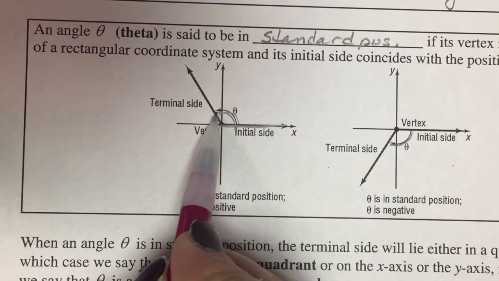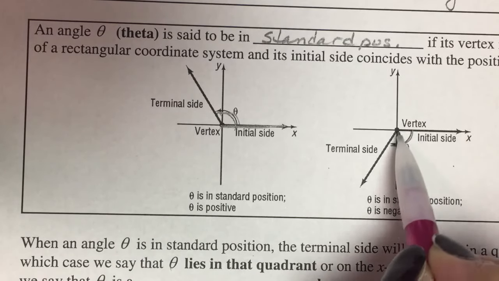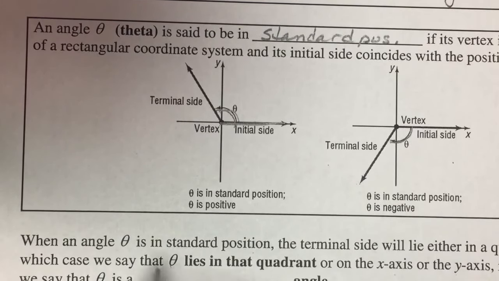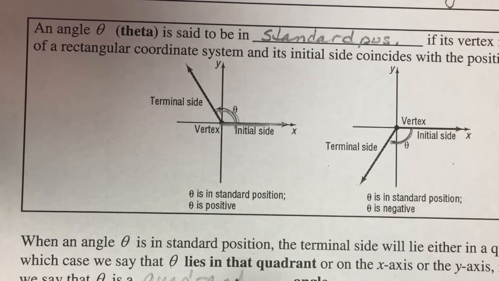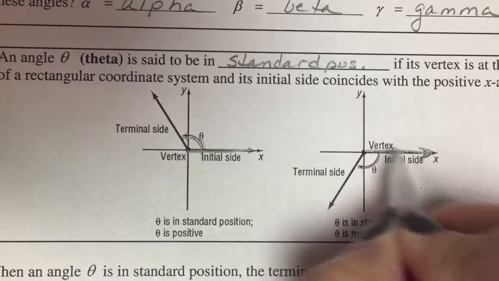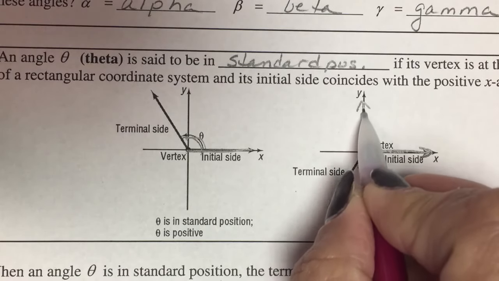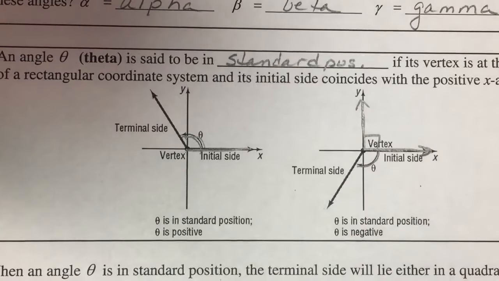For example, here my theta would lie in quadrant 2 because that's where my terminal side is. Here my theta would lie in quadrant 3 because that is where my terminal side is. Or it can lie on the x-axis or the y-axis, in which case we say that the angle is called a quadrantal angle. If you had the very famous 90 degrees, the terminal side does not lie in a quadrant, it lies on the y-axis, so that would be called a quadrantal angle.